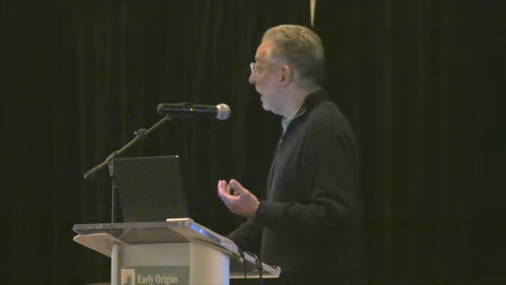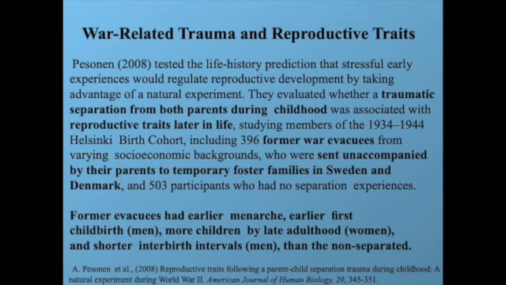Here we have an older study stimulated by the very theory I advanced early on, in which the investigators went back and looked at what happened to children who were taken from their families voluntarily, their families in World War II, and they went from Finland to Sweden. This is the Helsinki birth cohort, they went from Finland to Sweden in the search of safety. Lo and behold, as adults, those who were formerly evacuated from the war zone had earlier menarche, earlier first childbirth for men, more children by late adulthood, women, and shorter interbirth intervals, again for men, than those not separated.